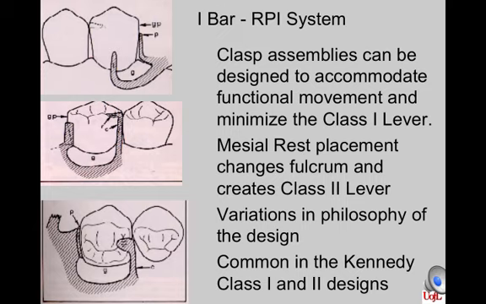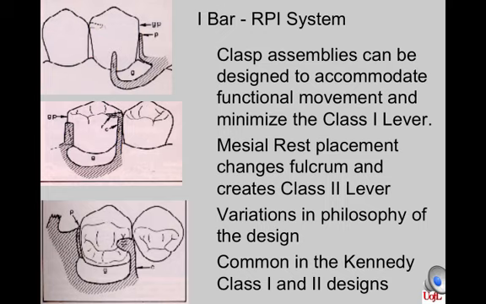Clasp assemblies can be designed to accommodate functional movement and minimize the Class 1 lever found in extension-based partials. The combination clasp and the RPI accommodate for functional movement. The combination clasp does this by having a more flexible direct retainer arm. The RPI does it by other means. We will discuss the RPI system, which is what we will use on our Kennedy Class 1 and 2 designs unless the I-bar is contraindicated.